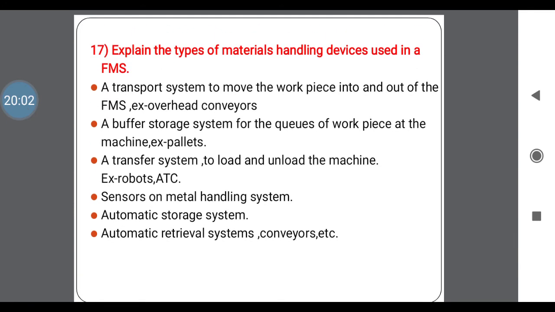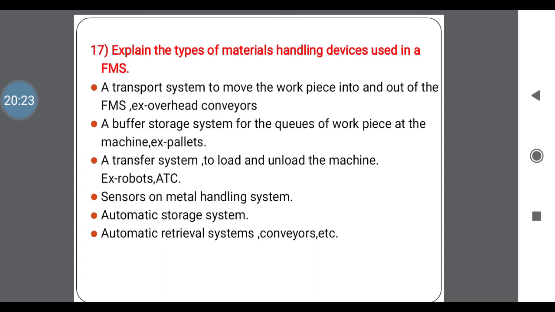Next one, explain the types of material handling devices used in FMS. See what are the devices we are using in FMS for material handling. First one is the transport system devices, that are the overhead conveyors, etc. Next one, buffer storage systems, machine pallets, etc. Next one, transfer system to load and unload the machines, robots, etc.